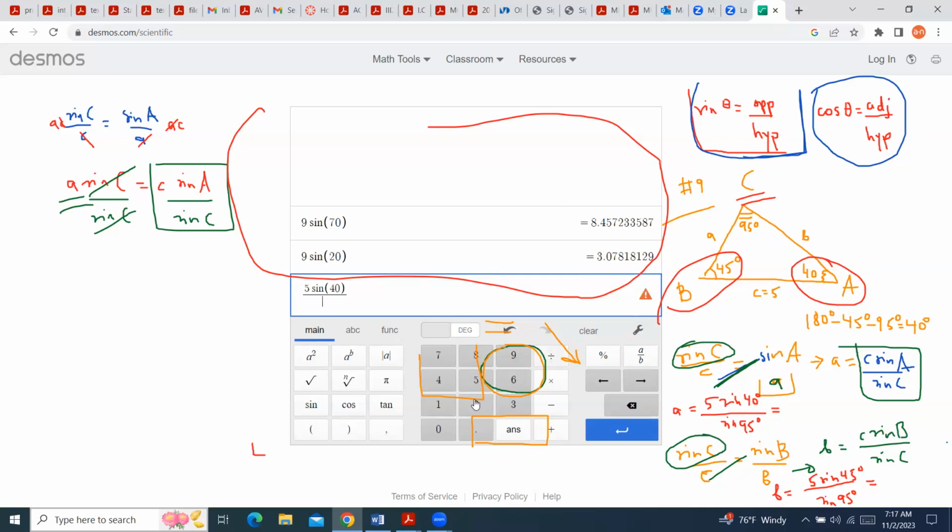So divide by sine 95. Okay, so we got this all on the same page, these nice formulas. So I got some kind of number, 3.22. That's for my first one.